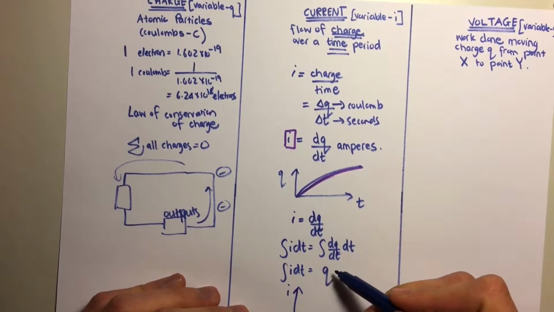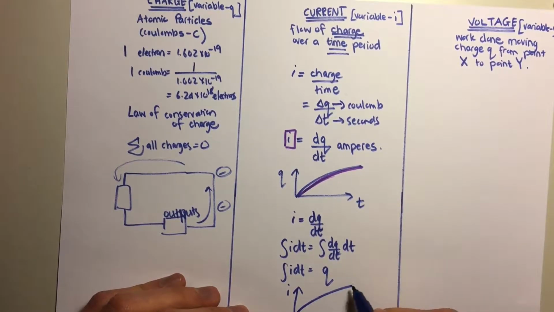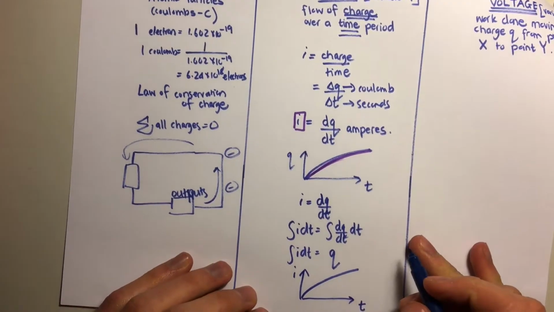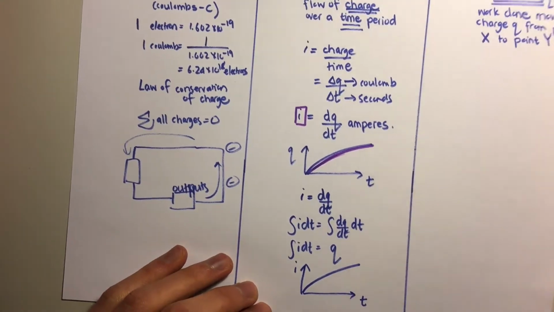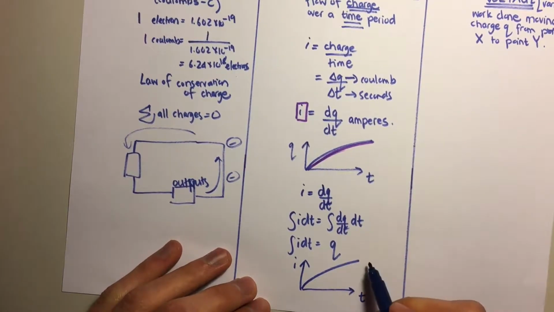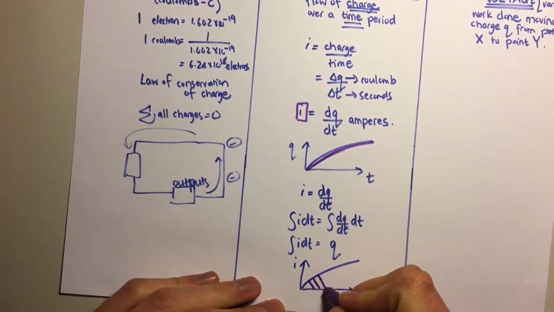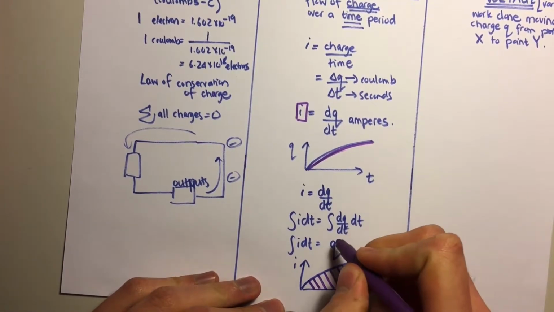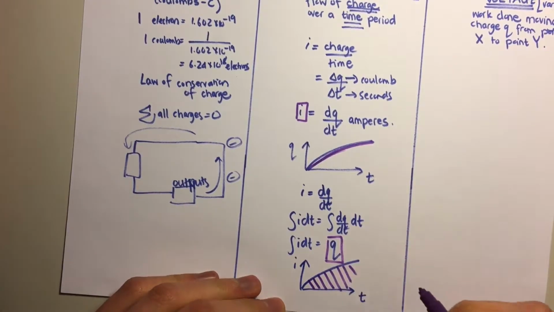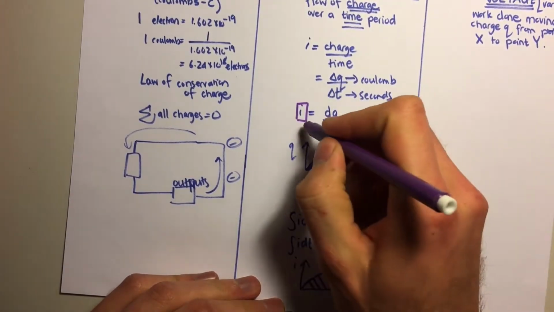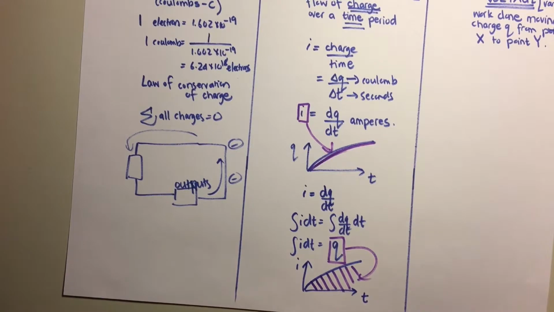So what does this mean? Well, if I draw a curve here, any curve, then Q will be equal to the area underneath the curve because an integral is the area under the curve, just like a derivative is the gradient of the curve. So that is Q here, and that is I there.